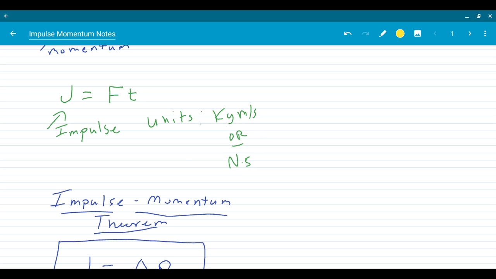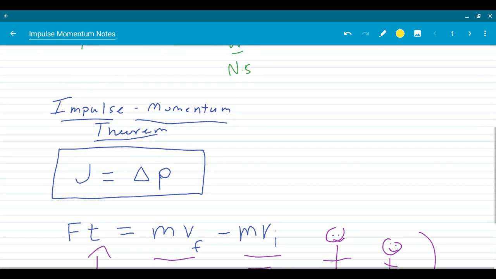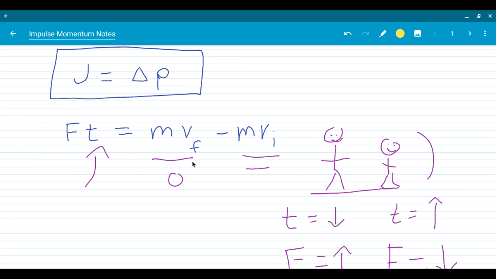Now, really, both impulse and momentum totally by themselves don't do a whole lot for us. What's really important is when we put them together in what's called the impulse momentum theorem. Written as condensed as possible, it says impulse J equals change in an object's momentum, delta P. Breaking it down to a more useful form is F times T equals mvf minus mvi.